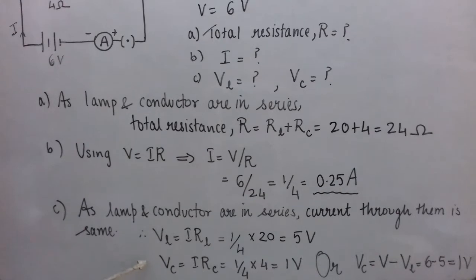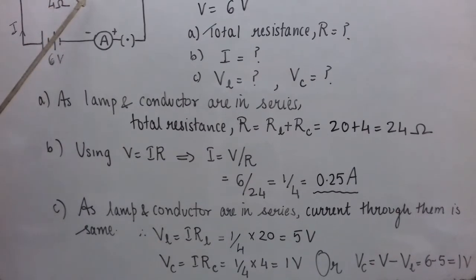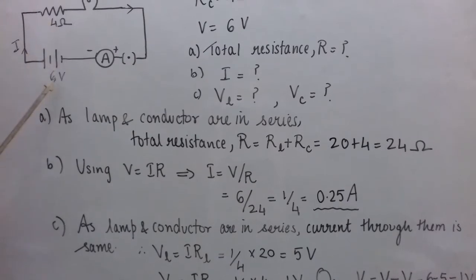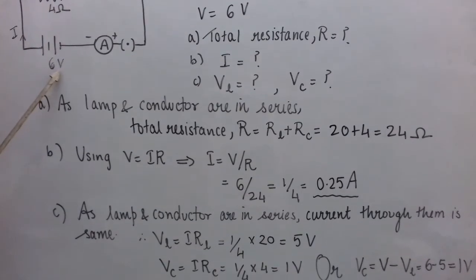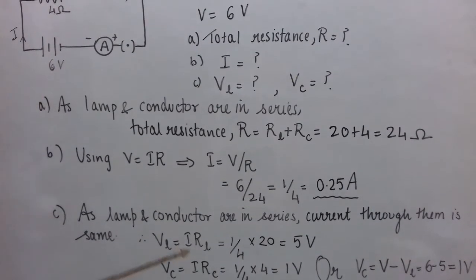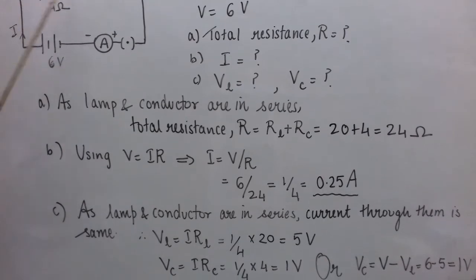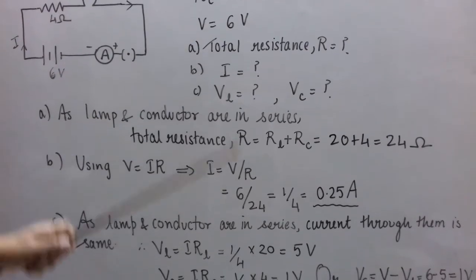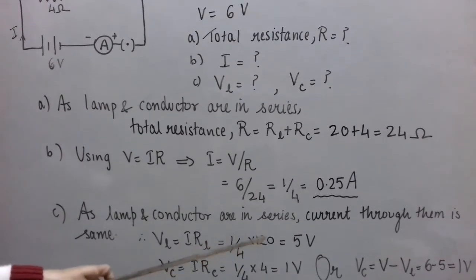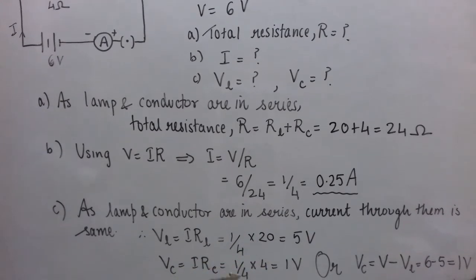Or you can also do it this way. After you have found VL, we know that VL plus VC will be equal to the total voltage, that is 6 volt. So we can write VC will be equal to V minus VL. What is V? Total potential difference applied, that is 6 volt. So 6 volts minus 5 volts, that is 1 volt.